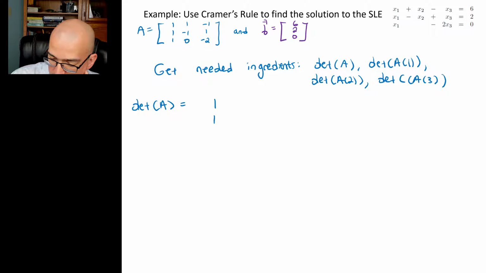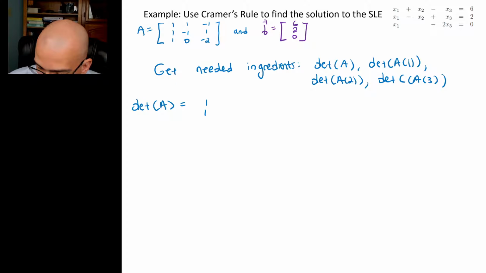1, 1, 1, 1, negative 1, 0, negative 1, 1, negative 2. I have to write smaller to get them all on the same slide, and then make a copy next to it.